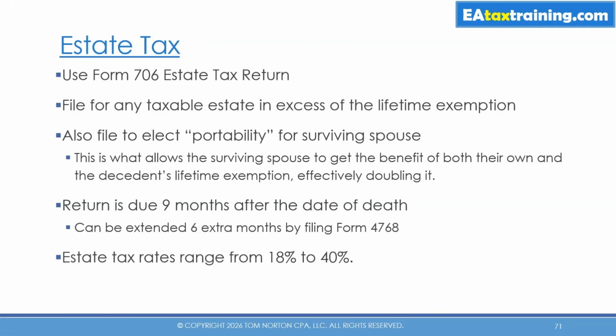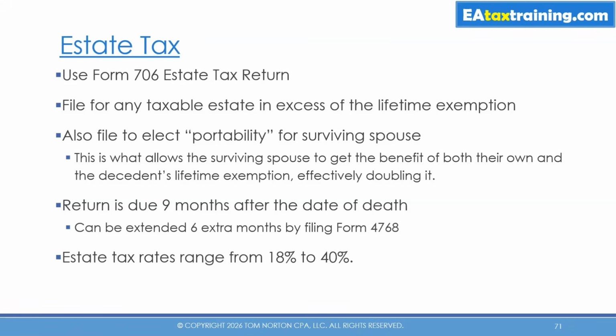You also file the Form 706 in order to elect that portability for the surviving spouse. Remember when we said you could double the amount of your exemption when one spouse dies and leaves all their assets to the other spouse? Well, you have to elect that. And the way you elect that is when the spouse dies, you file this Form 706 to show that the surviving spouse is going to get the double lifetime exemption.